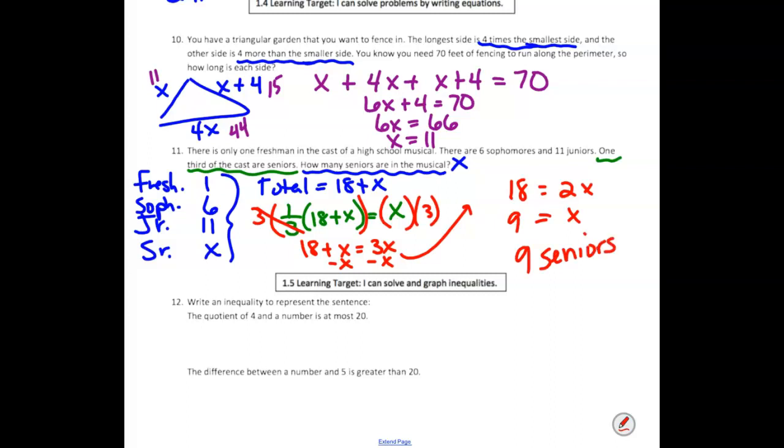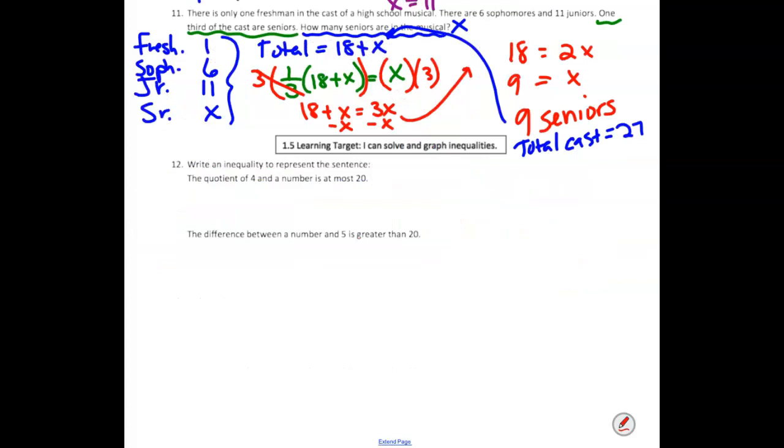Okay? Now, we can check that answer. If we have 9 seniors, dumping that in, that means our total cast would be 18 plus 9, or 27. And they said that 1/3 of the cast is seniors, and 1/3 of 27 is 9. So it does work.